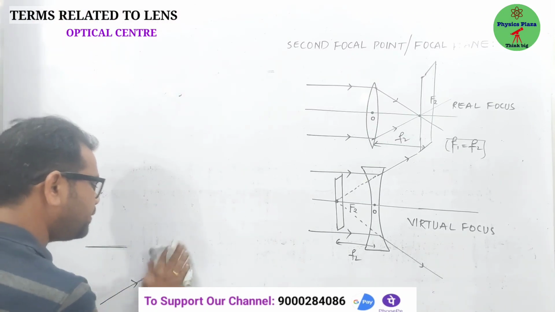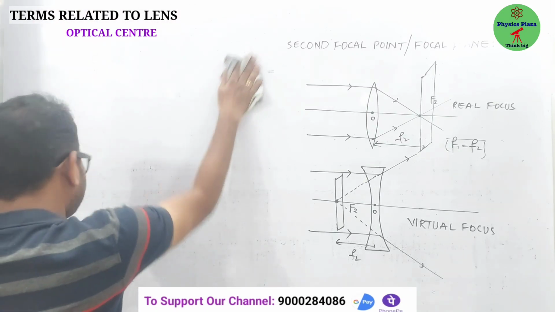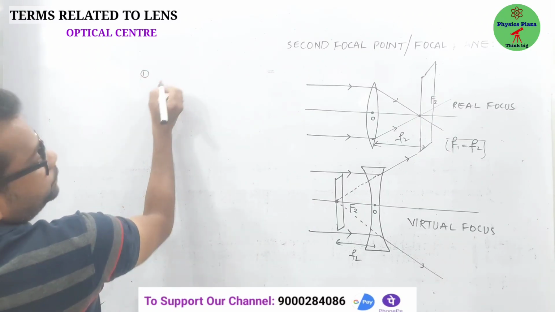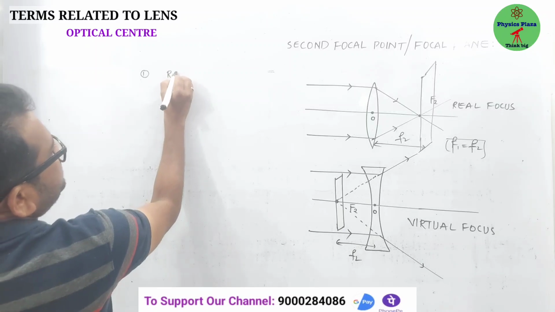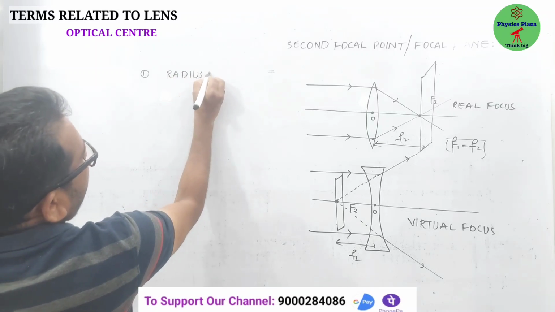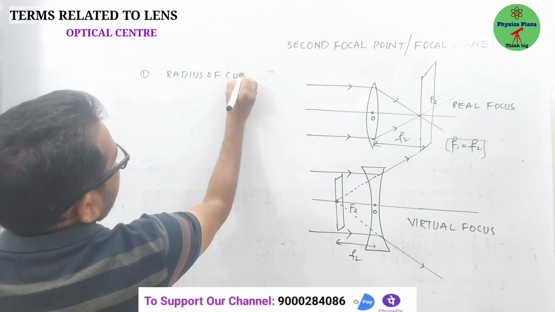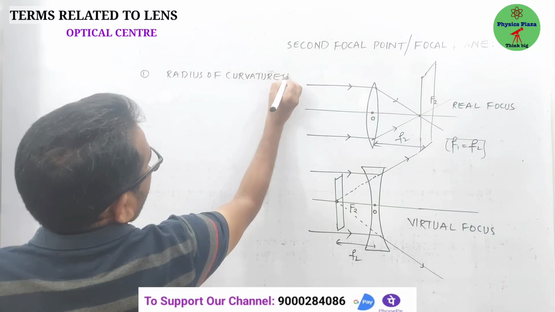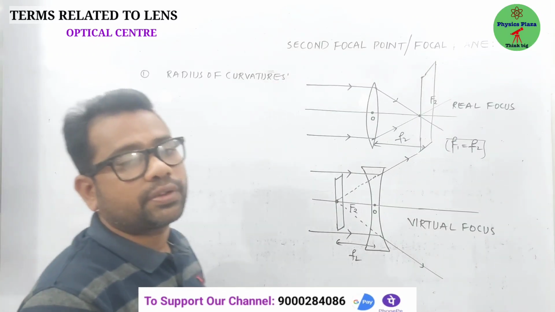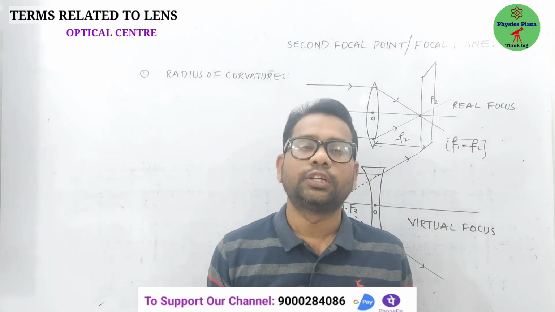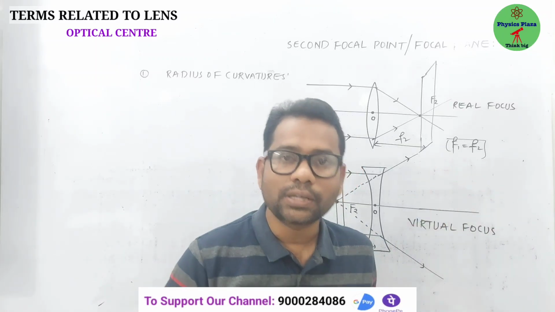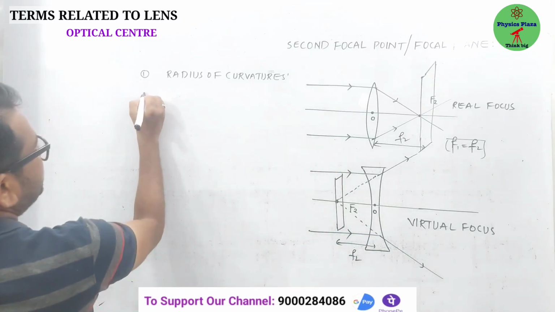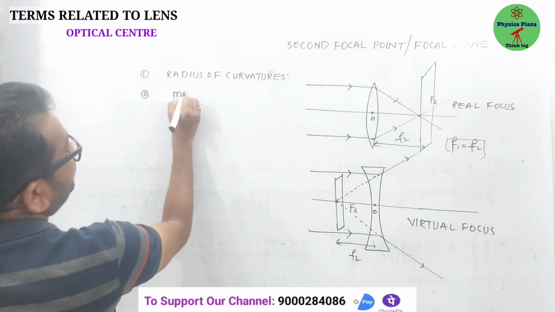So the factors on which focal length depends, children. The first point is very important: the radius of curvature. Obviously, the focal length depends on the radius of curvature of the lens. If the radius of curvature is more, then obviously the focal length of that particular lens will be more. Is it clear? Fine. And the second one is the surrounding medium, children.